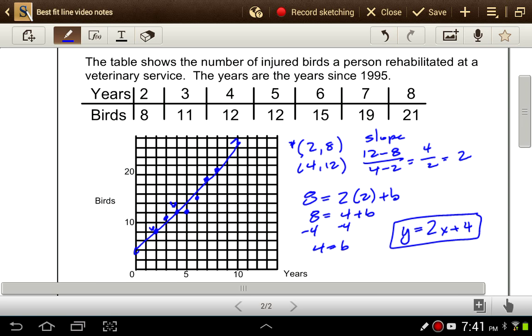So again, you got to draw that, plot the point, draw your line, and then you got to write it. Find your slope, find your y-intercept. Okay, I'm going to move on to example 2.